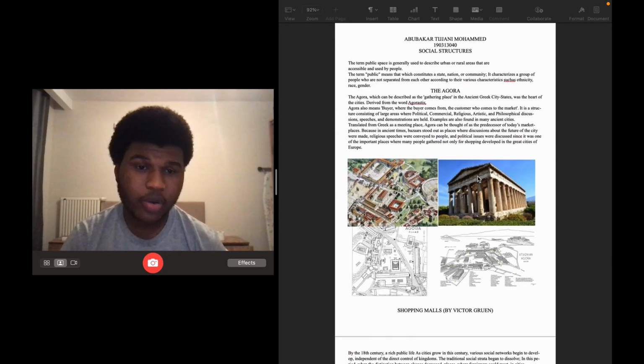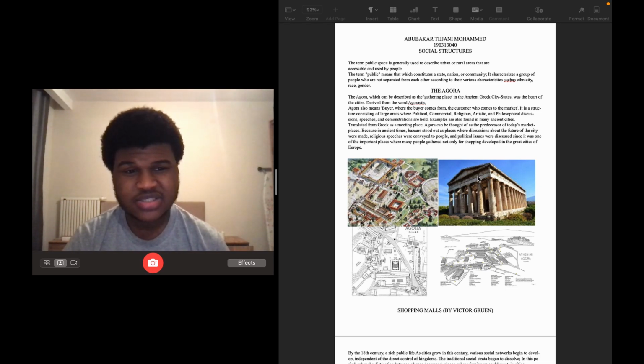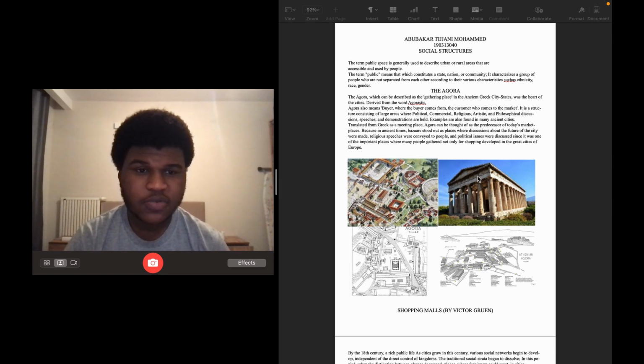briefly. So the Agora, which can be described as a gathering place in the ancient Greek city-states, was the heart of the cities, derived from the word agorastis. Agora also means buyer, the customer who comes to the market. It is a structure consisting of large areas where political, commercial, religious, artistic, and philosophical discussions, speeches, and demonstrations were held. Examples are also found in many Asian cities.